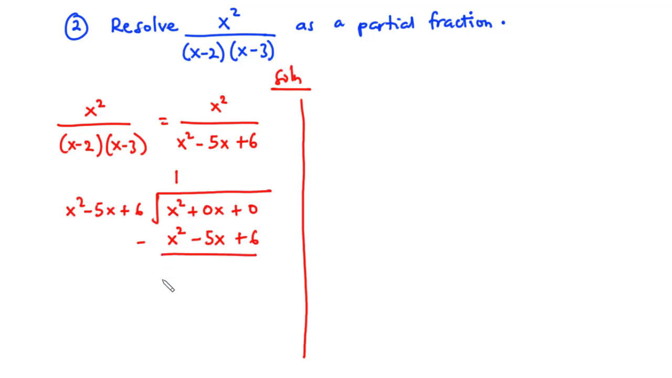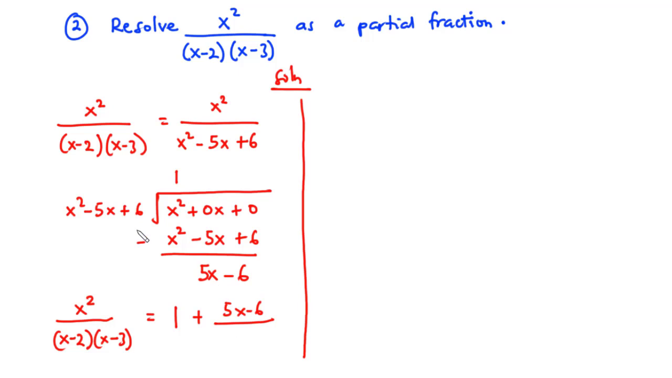Now x squared minus x squared goes to 0. We have 0x minus negative 5x, which is plus 5x, and then 0 minus 6 is negative 6. Okay, so we say that x squared over x minus 2, x minus 3 is now equal to 1 plus, that is the quotient, plus 5x minus 6, which is the remainder, divided by the divisor, x squared minus 5x plus 6.